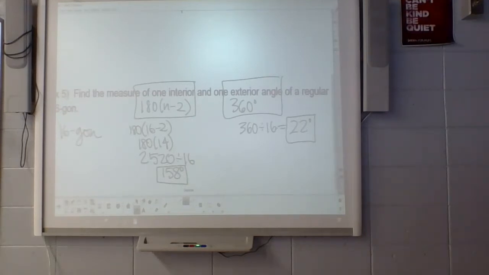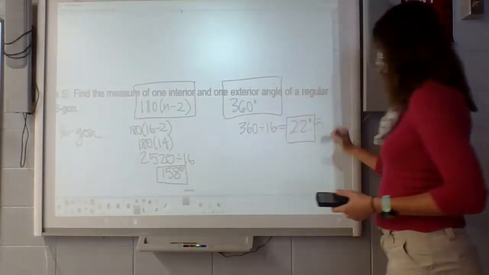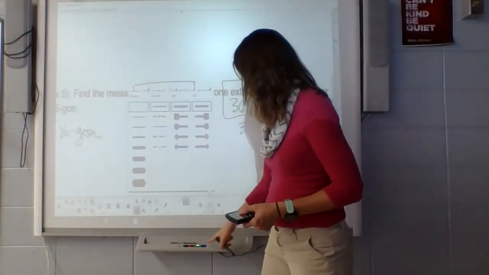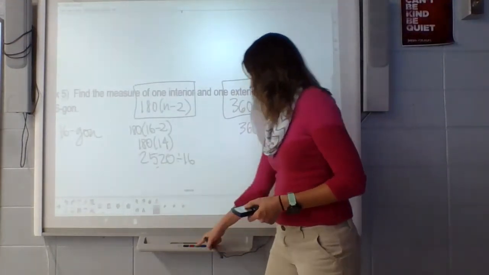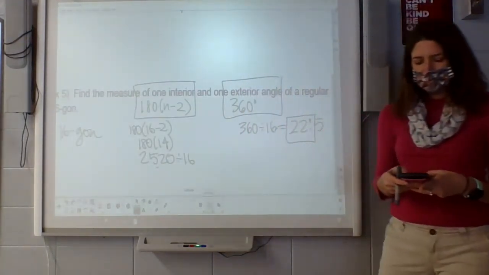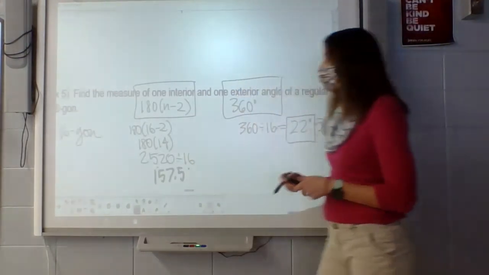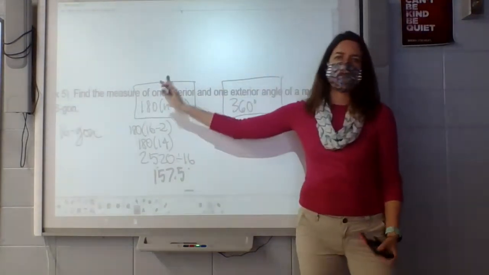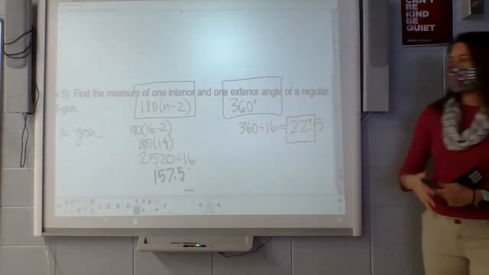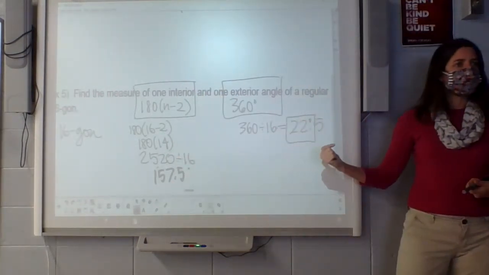Wait, did I do something wrong? I think I wrote the number wrong. It was 157.5. What was it? 360 divided by 16 was 22.5. Oh, that's why. I didn't hear the 0.5. So the reason I got the wrong answer is because of Luke. No, I'll explain. I was trying to do this another way. I was trying to bypass this way altogether. I don't have to use this if I know this value. Why is that?